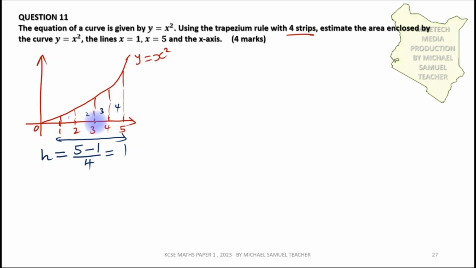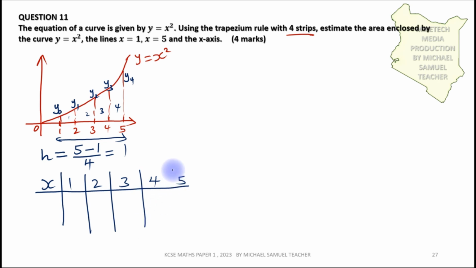Now we have the 4 trapezium. So we need to get the heights y0, y1, y2, y3, and y4. So let us make a table of the corresponding values of x and y. When x is 1, 2, 3, 4, 5, what is the value of y?